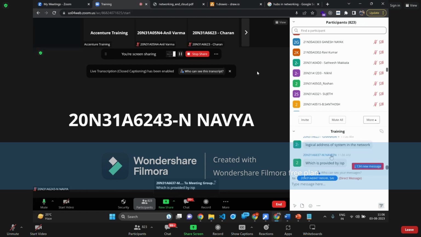Logical address of a system in the network. Which network are we talking about? We are talking about the internet.